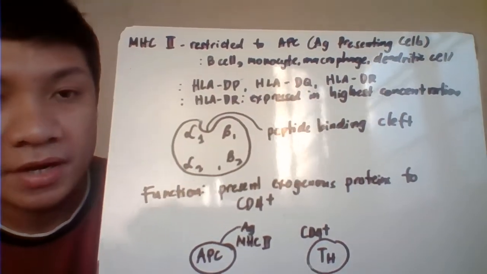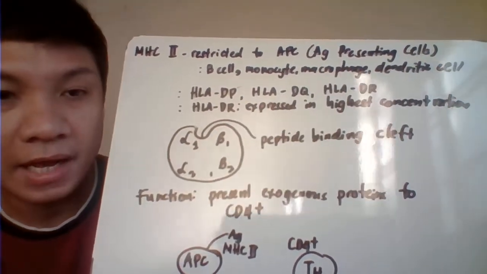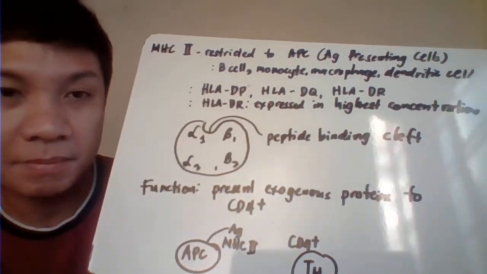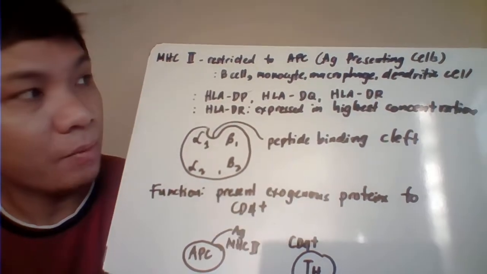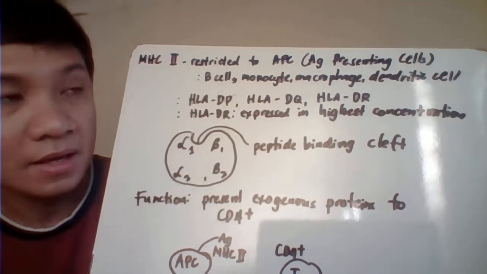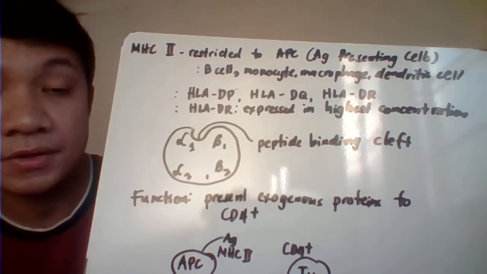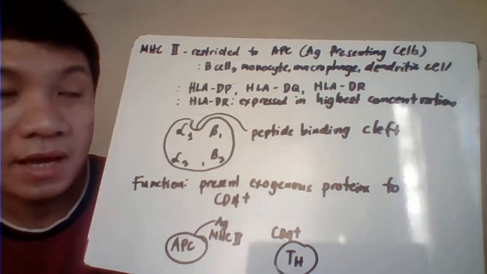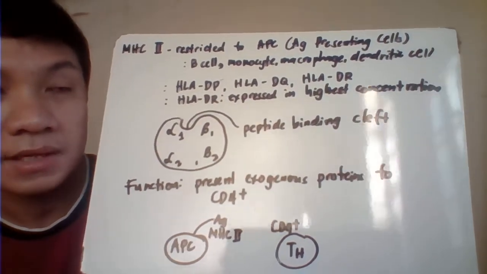Okay, the next one we have here is your MHC class 2. The MHC class 2 is restricted to our APC, or antigen presenting cells. Examples of our antigen-presenting cells are the B lymphocyte, the monocyte, the macrophage, and the dendritic cells. So they are found on those. Okay, so MHC class 2 includes our HLA-D.